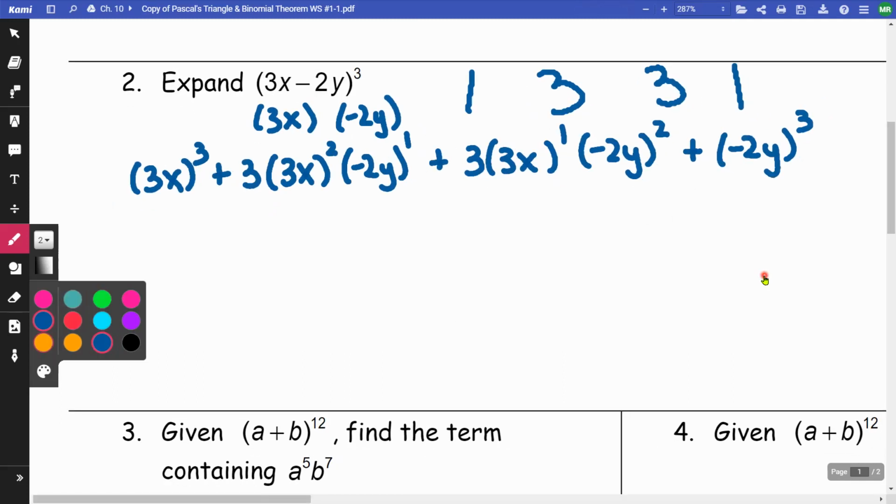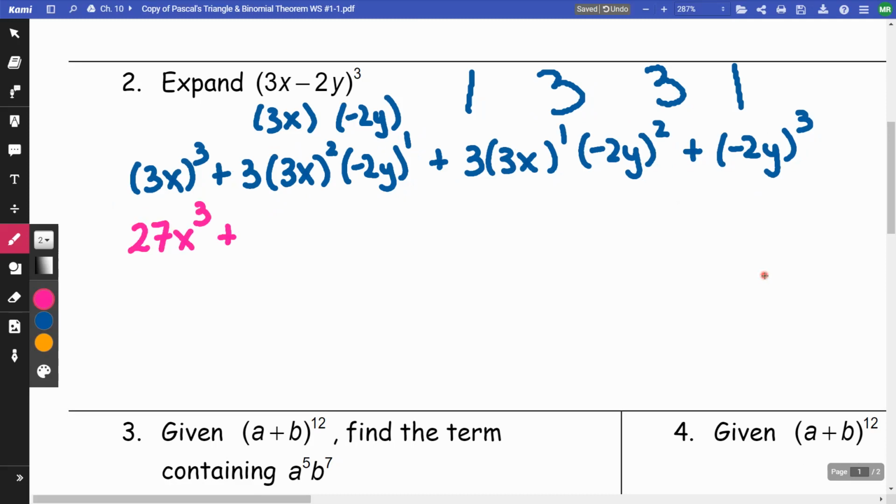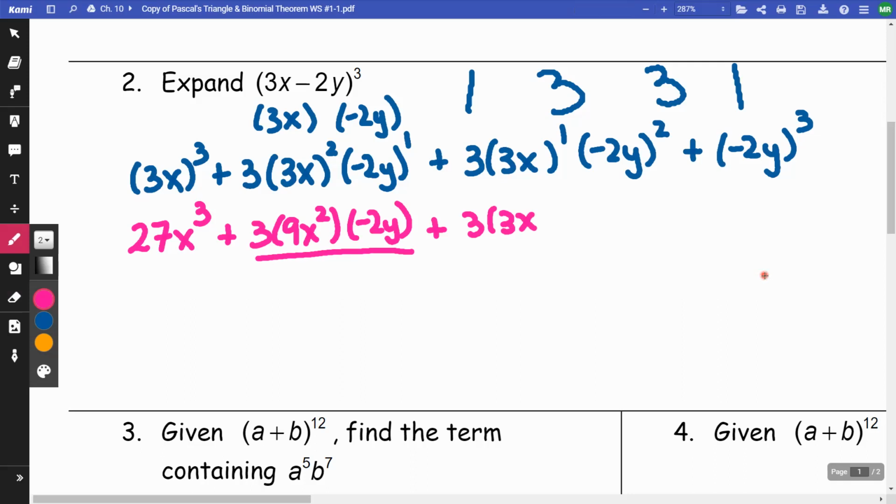Okay, so when I work this out, this is going to be a 27x to the 3rd. I am going to have 3, and 3 squared is 9 times a negative 2. I'm just going to jot it out first so everyone understands that this is a 3, a 9x squared and a negative 2y that I need to multiply out. I don't leave it like that. Here I have a 3 times a 3x times negative 2y to the 2nd, which is going to become a 4y squared. And again, I do not leave it like that.